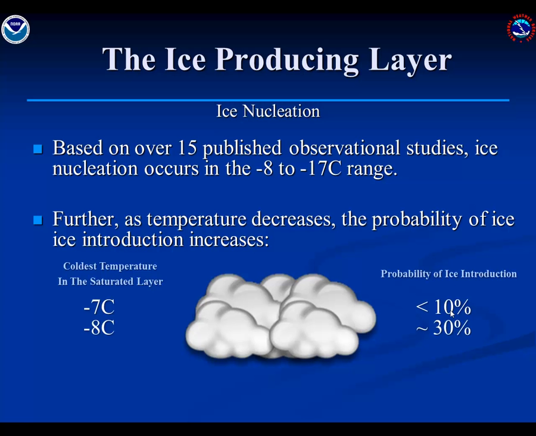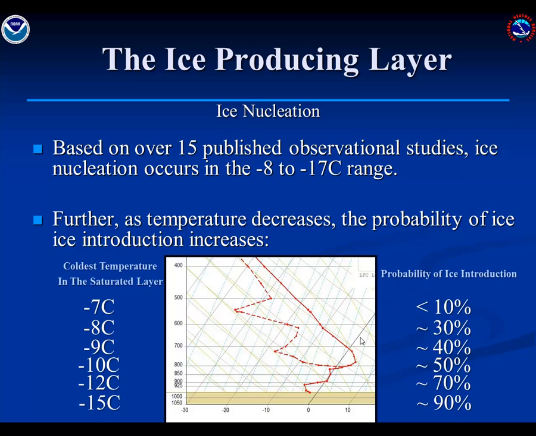But as temperatures decrease, you start to see the probability that ice will nucleate in that layer increase. So temperature is decreasing and the probability of ice introduction is increasing. Once you get to about -12, you have about a 70% chance of ice nucleation within that layer and the conversion from supercooled liquid over to ice. By the time you get to -15 Celsius, about a 90% chance of ice introduction occurs within that layer.